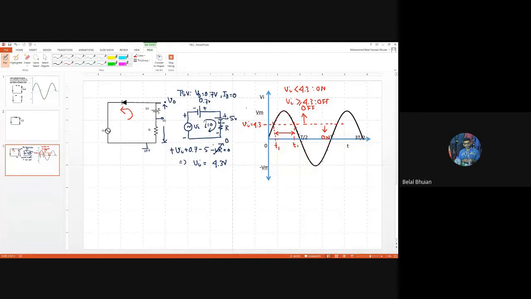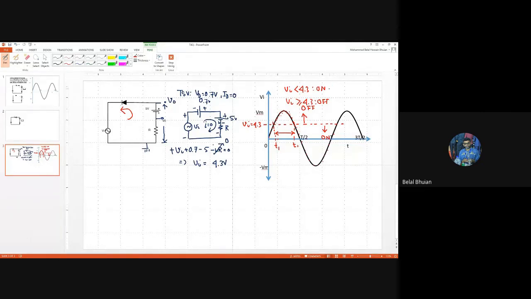Isn't that above? I'm just pointing the points, pointing the line. So where is my point? Above this dotted line, no? T1 and T2. Yes, sir. In the T1 and T2 interval, all the value of the signal is above the dotted line. Above the dotted line. So that means for that value, diode will be off.